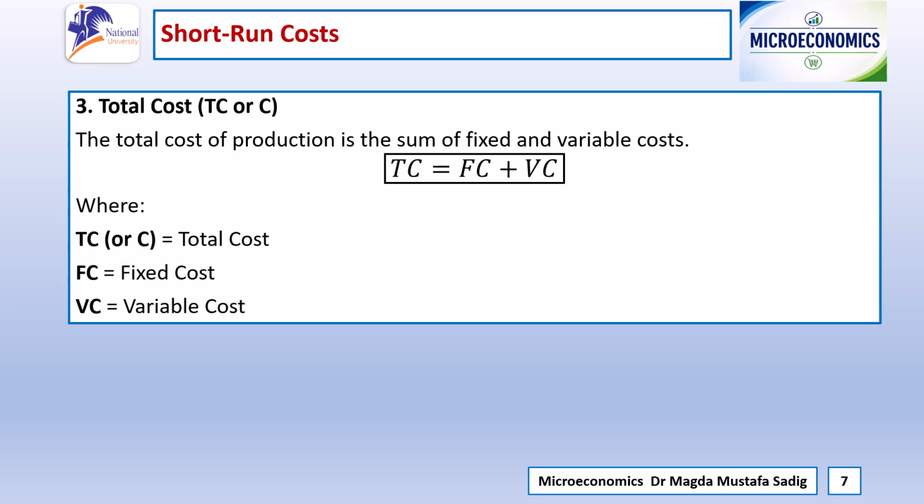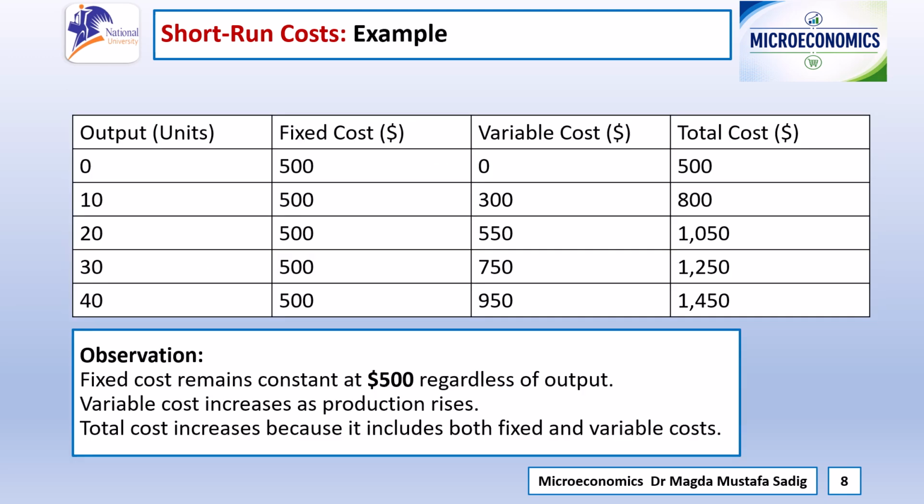So now let us examine this table. Notice that the fixed cost remains $500 at every output level, 0, 10, 20, 30, 40. It remains $500. It never changes. Variable cost starts at 0 when the output is 0 and increases as production rises. As a result, total cost also increases.